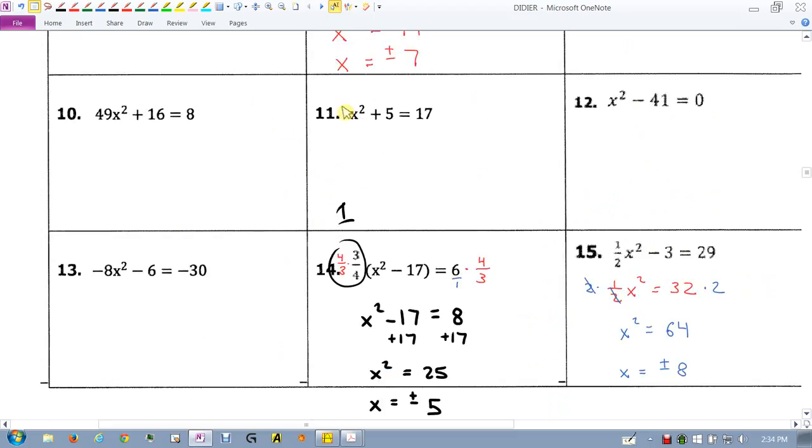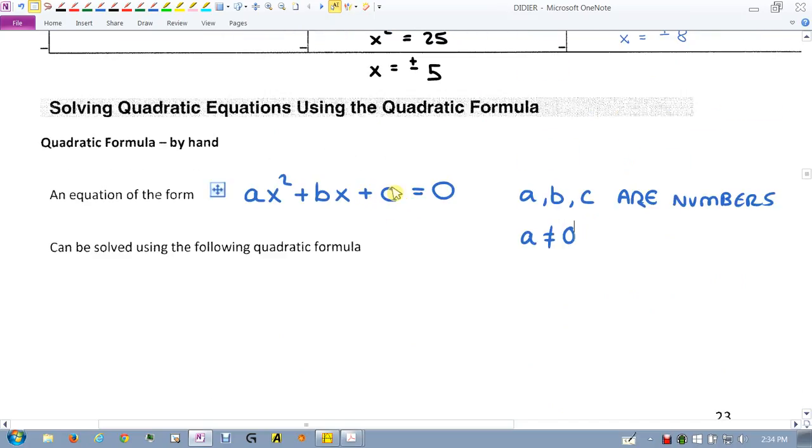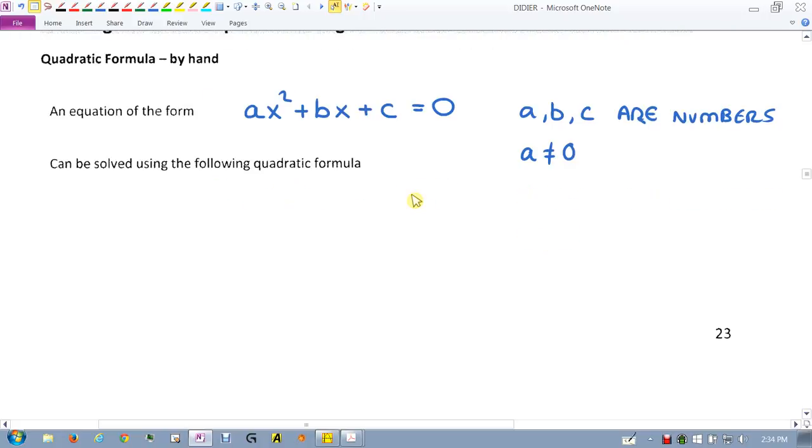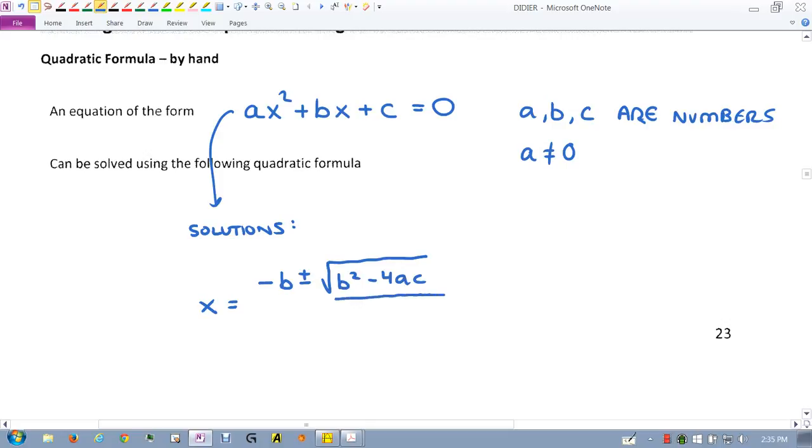So this formula works on all the problems we did up here. It works also, but this is quick and easy to do. And this c can actually be a 0 also. So you could have a mixture of no x terms or no constants, as long as it's quadratic. In other words, as long as you have an x squared here and it's an equation, this formula is valid. And here's the formula. The solutions to this will be x is negative b plus or minus the square root of b squared minus 4ac, all divided by 2 times a.